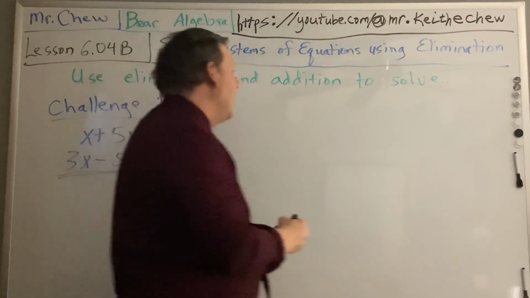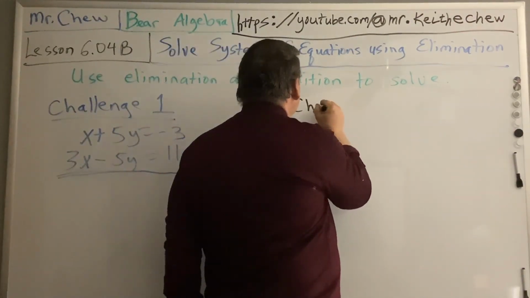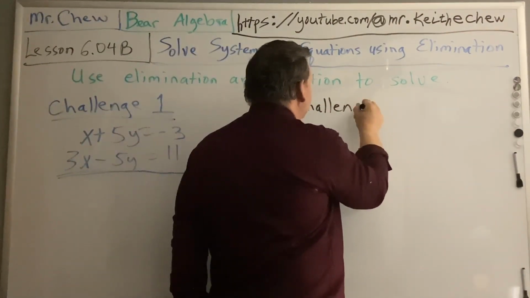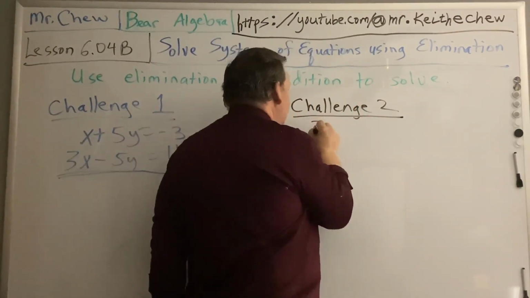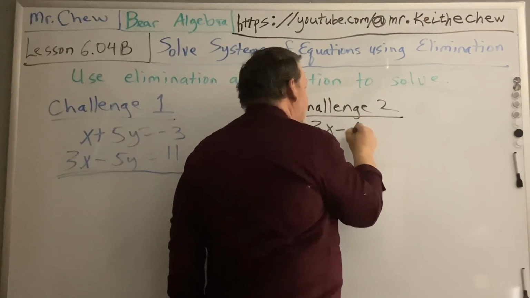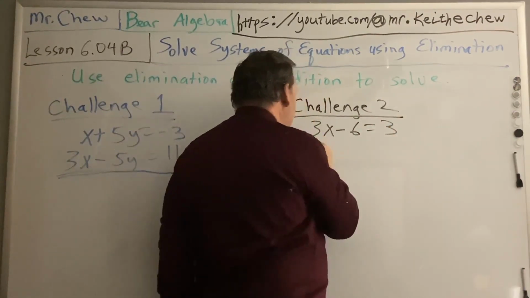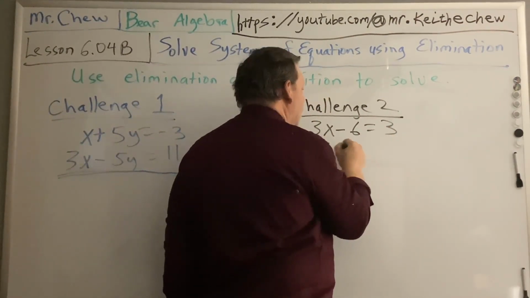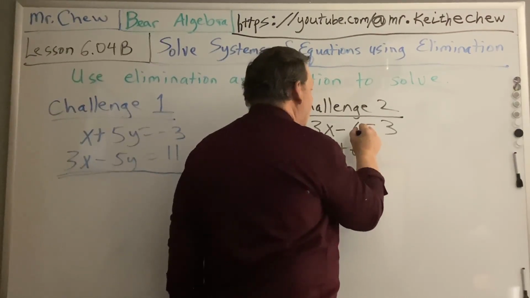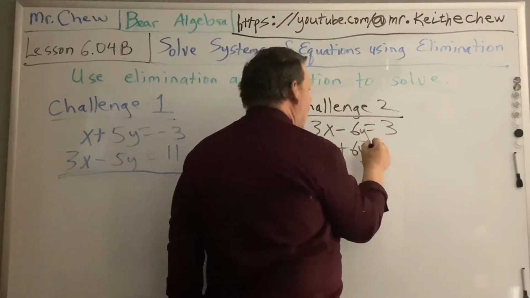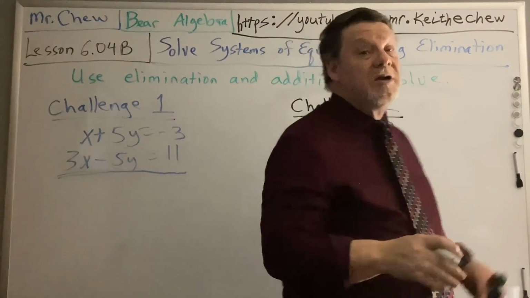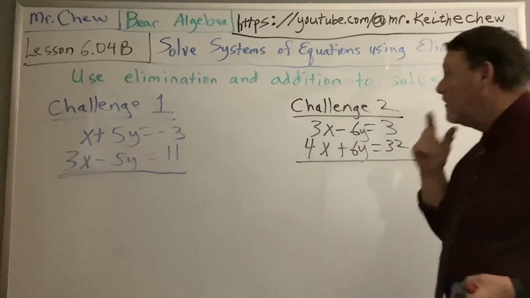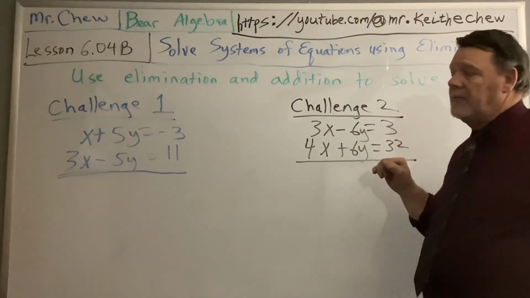All right, in challenge 2, the first equation is 3x minus 6y equals 3, and the second equation is 4x plus 6y equals 32, and you're going to add down because you're using addition in these as well. So try these two problems.